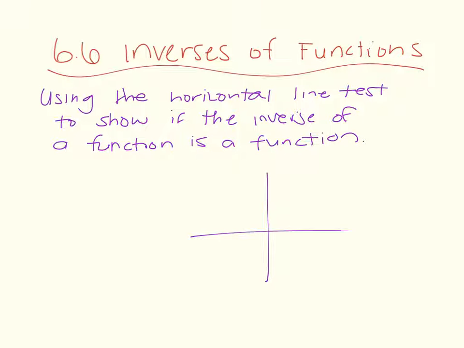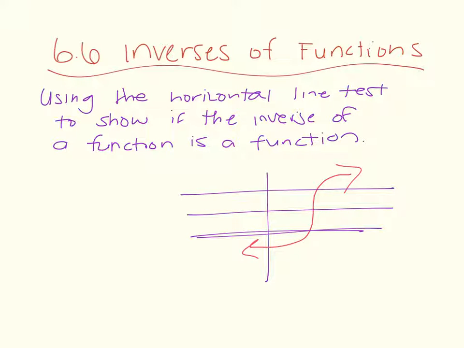So if I have a graph, actually I should make that a better curve. Okay, if my graph looks like this, the horizontal line test is going to tell me if the inverse of this function is a function. So this would be like a cube root function. If I were to draw horizontal lines through this, would it hit any of those lines at more than one point? No, so then the inverse is a function.